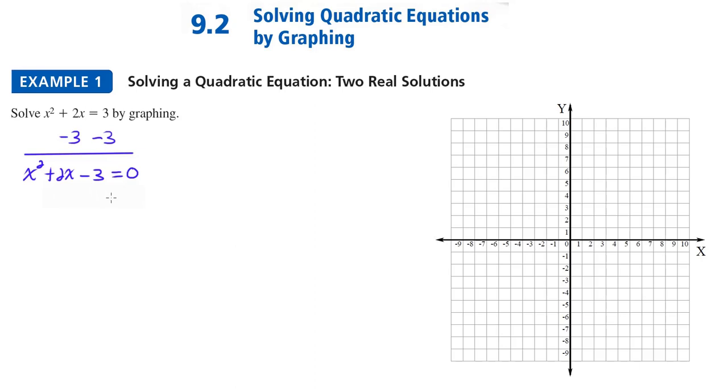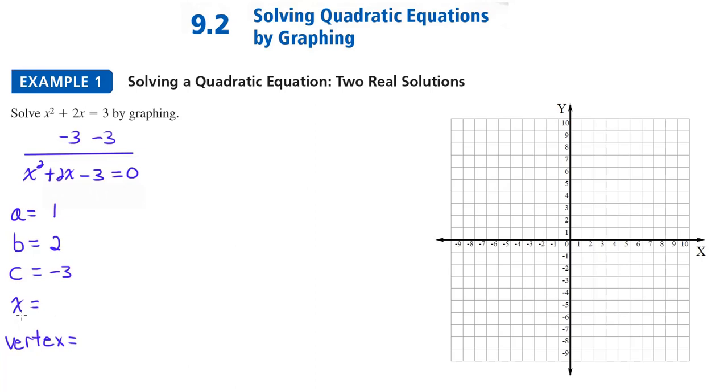graph this to solve. So now, since this equation is in standard form, ax squared plus bx plus c equals 0, we can go ahead and identify a, b, and c. A is the coefficient of x squared, that's going to be 1. B is the coefficient of x, that is 2. And c is the constant, that is negative 3.